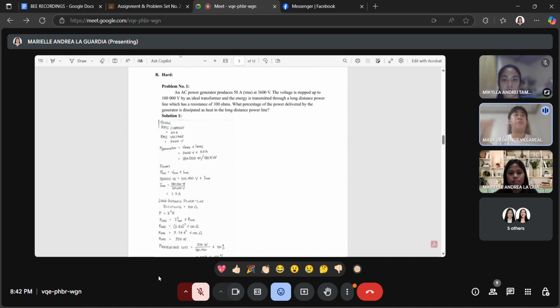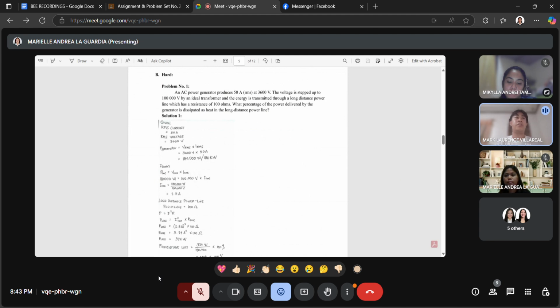Okay, so problem number one for hard. An AC power generator produces 50 amperes RMS, or root mean square, at 3600 volts. The voltage is stepped up to 100,000 volts by an ideal transformer and energy is transmitted through a long distance power line which has a resistance of 100 ohms. What percentage of power delivered by the generator is dissipated as heat in the long distance power line?